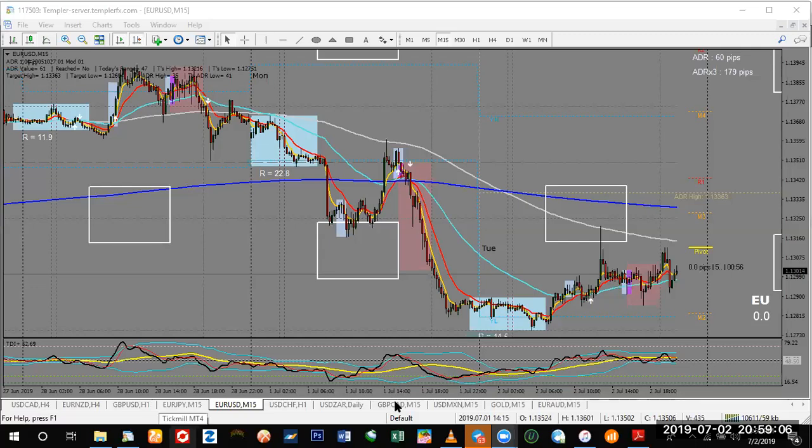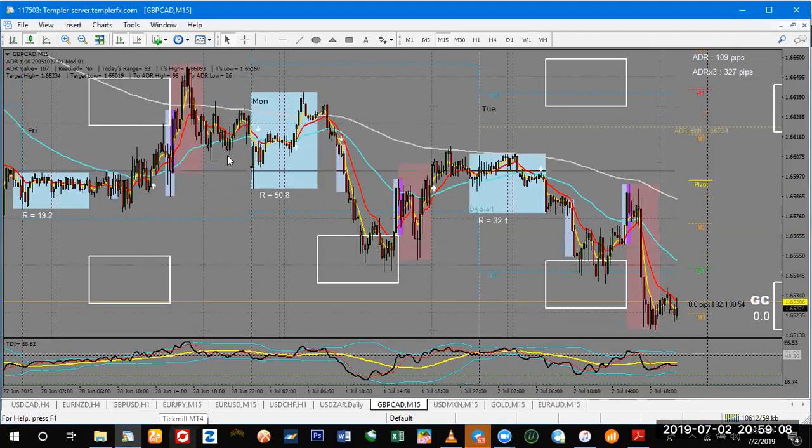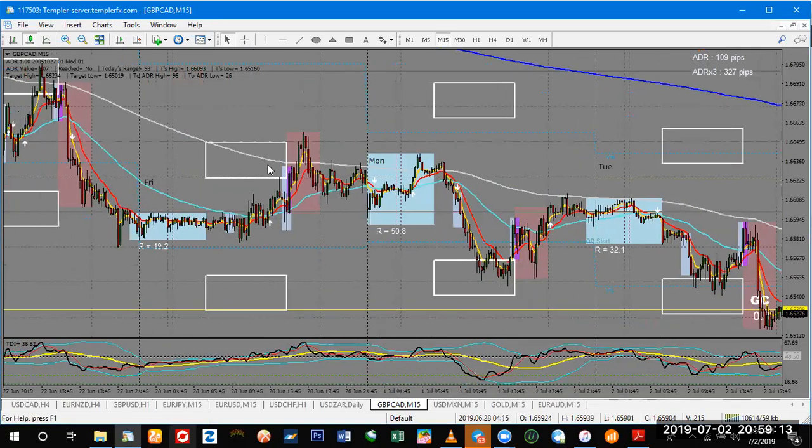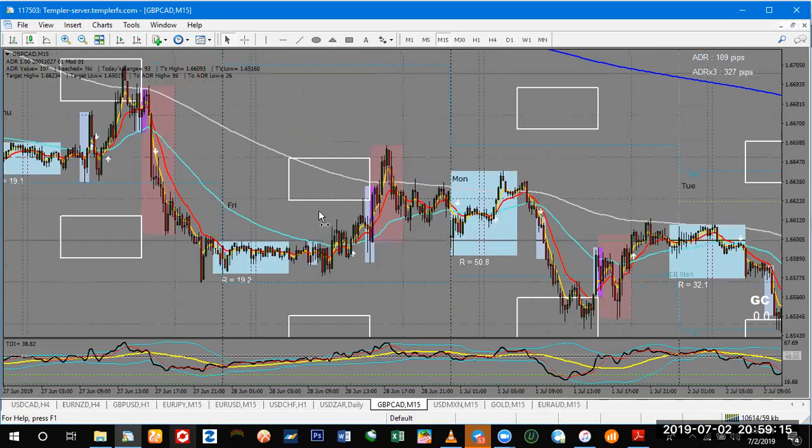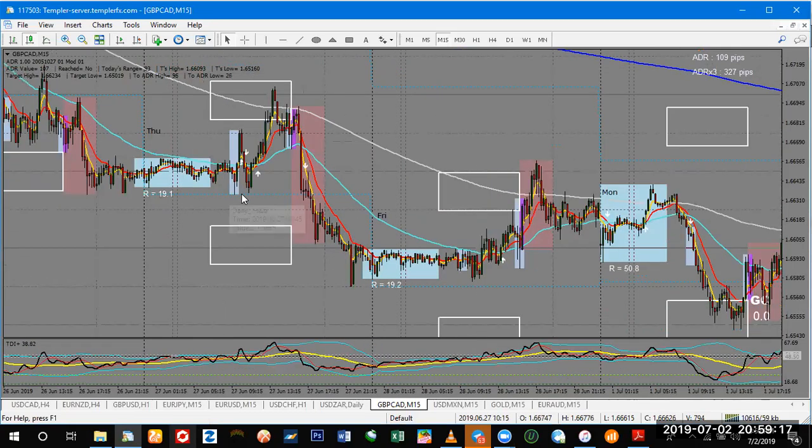So let's take a look. It happened on pound USD. I mean on pound card. Pound card. This is pound card here. This was the lotus pattern last Thursday. It came down here for a pin and the second pin and went to 200 EMA. So your target here is 200 EMA.